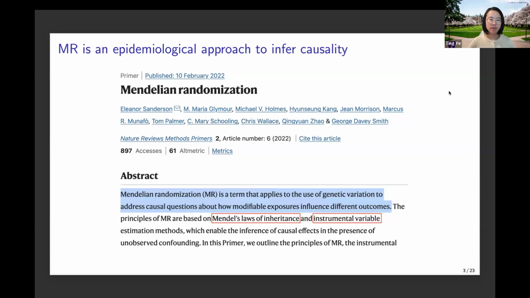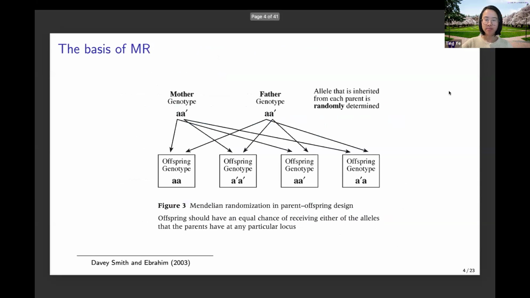So what is Mendelian randomization? Mendelian randomization is a causal inference method. It applies the use of genetic variation to address causal questions about how modifiable exposures influence different outcomes. And the principles of MR are based on Mendel's laws of inheritance and the instrumental variable method.